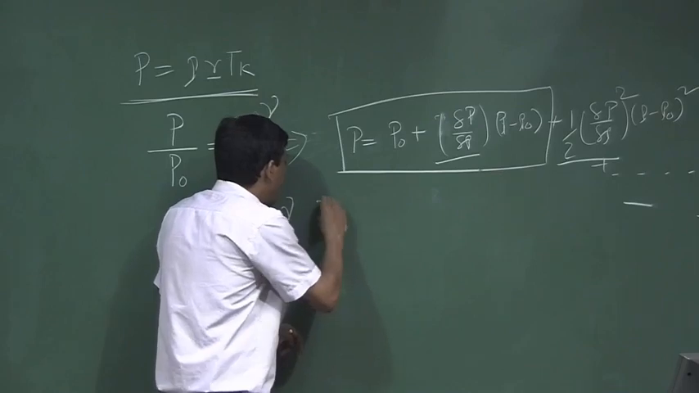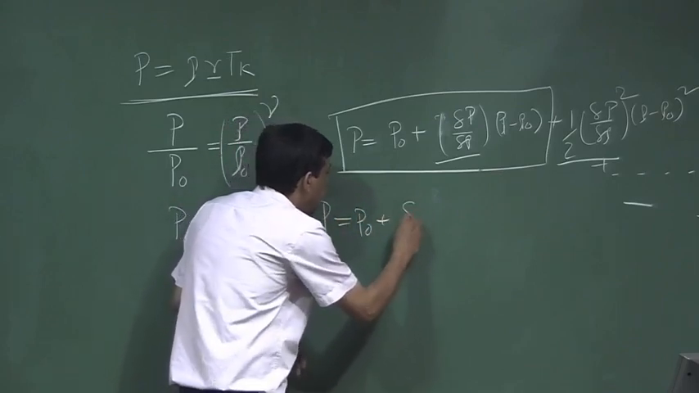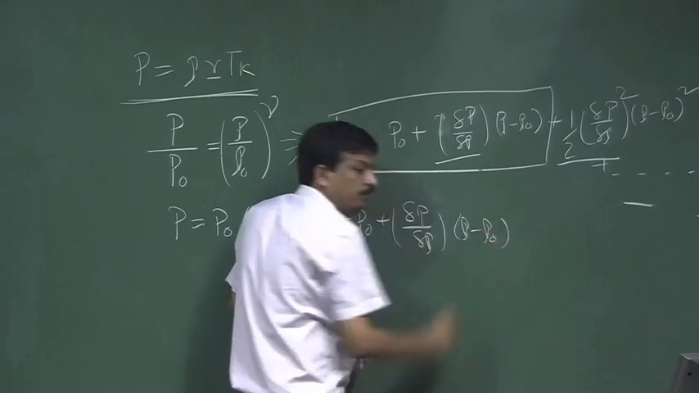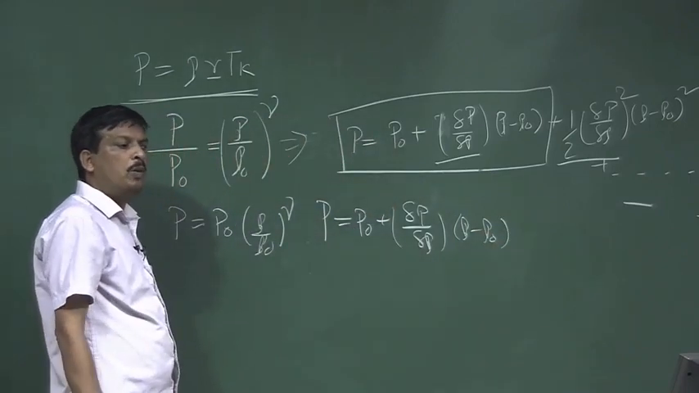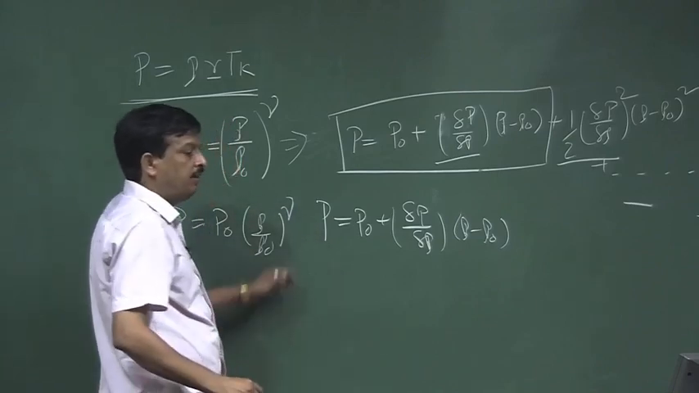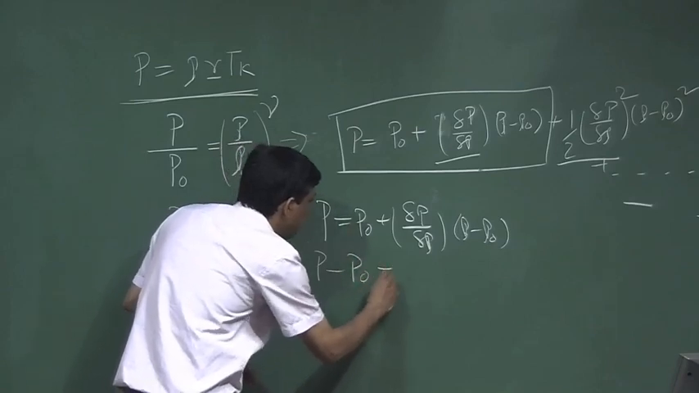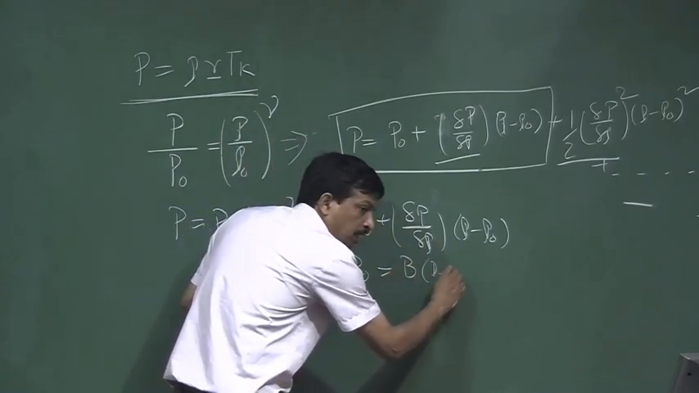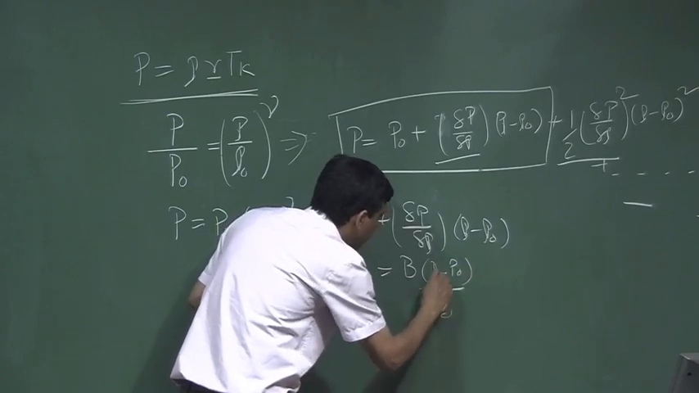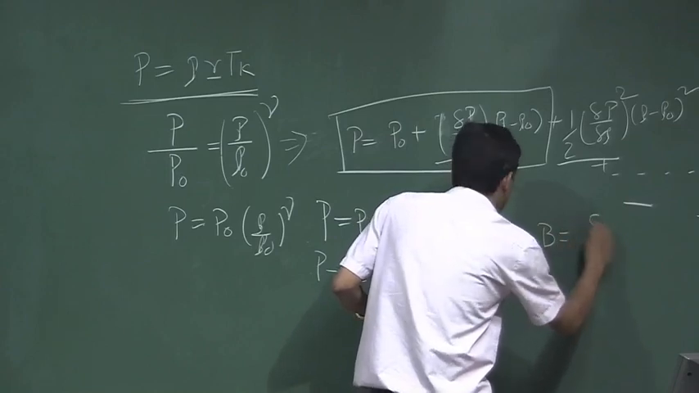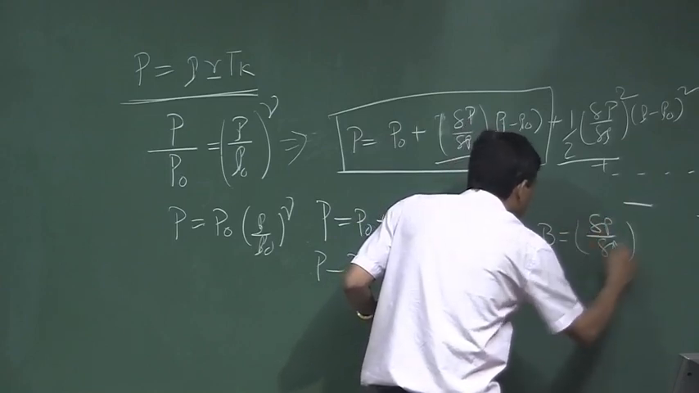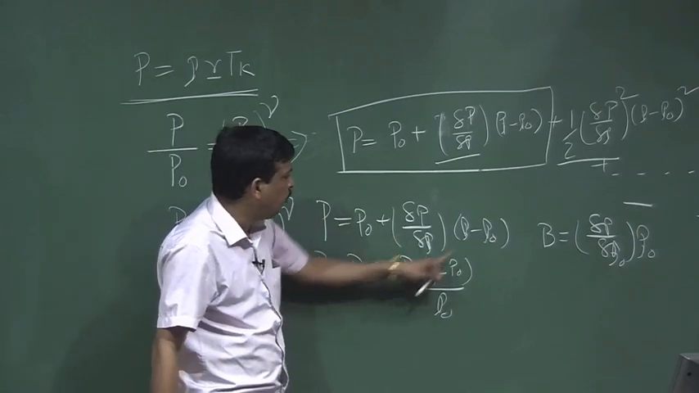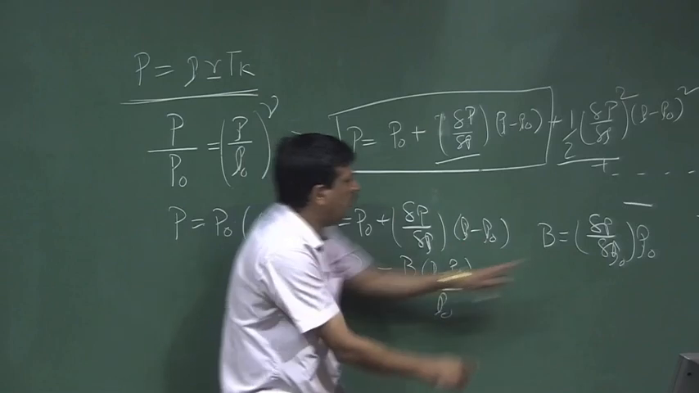In that case, total pressure is nothing but p 0 plus del p divided by del rho into rho minus rho 0. Now, if I consider that p minus p 0 is equal to, I can write, b into rho minus rho 0 divided by rho 0. So what is b? B is nothing but del p by del rho into rho 0, because I am considering b into rho minus rho 0, so I am dividing with rho 0, so it will be multiplied by rho 0.